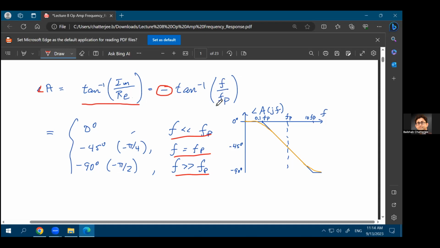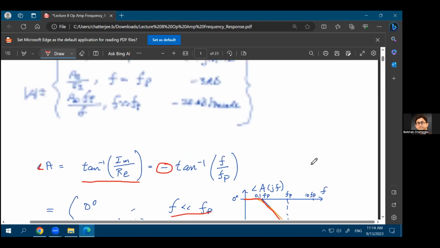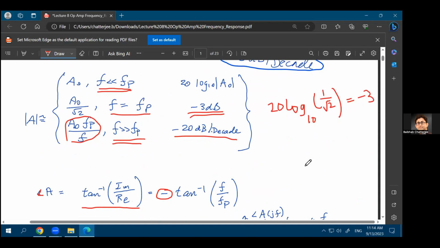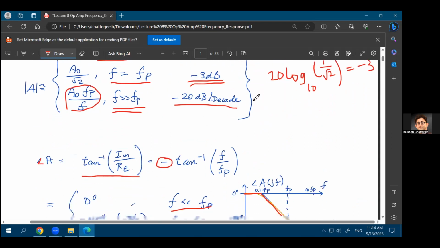Let's say f is infinitely larger than fp. So you have tan inverse of infinity. What is minus tan inverse of infinity? Minus 90 degrees. So whenever you have a pole, this is how the phase looks. You start from 0 phase. At the location of the pole, you have a 45 degree phase shift. And at very large frequency, you'll have a 90 degree phase shift. So that's how the phase looks, and we have already seen how the gain plot looks. So these are the two most important takeaways when you are doing a frequency response of an amplifier.